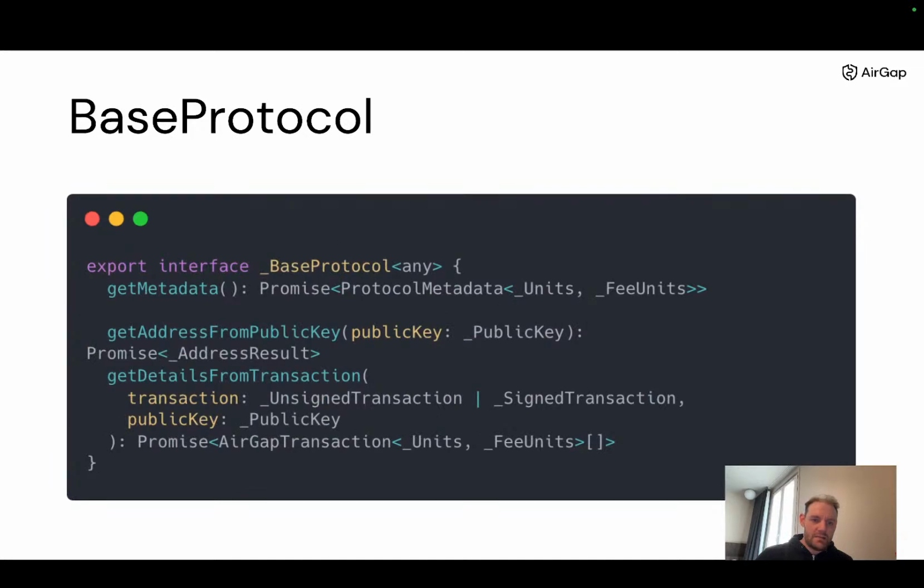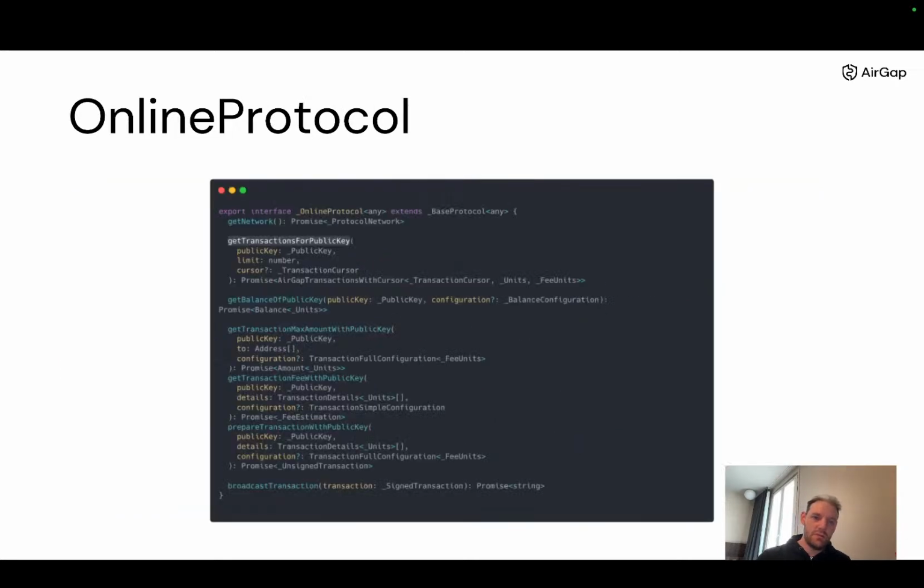The base protocol, that's basically available on both sides. But now there are two, as I mentioned, these two protocols. The online protocol, as we can see, is a little bit more complicated. So it basically has a method to get the balance. It has a method to get the transaction history. It can also prepare a transaction, very important.